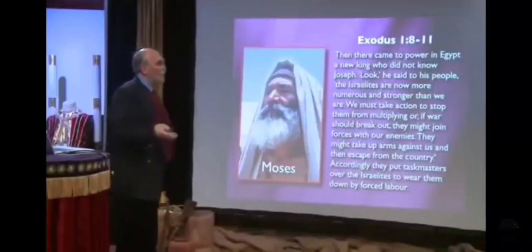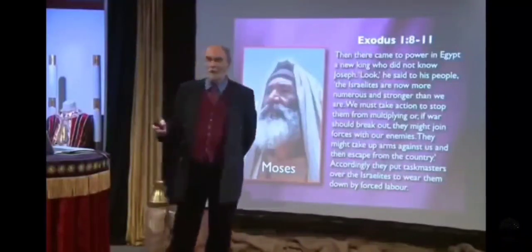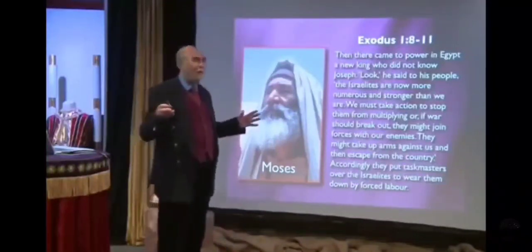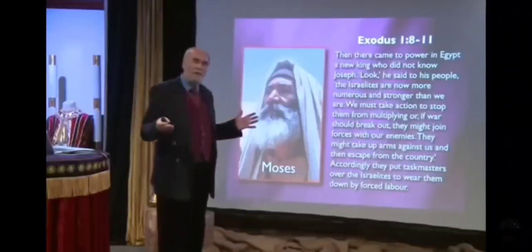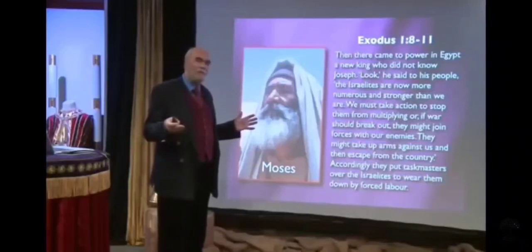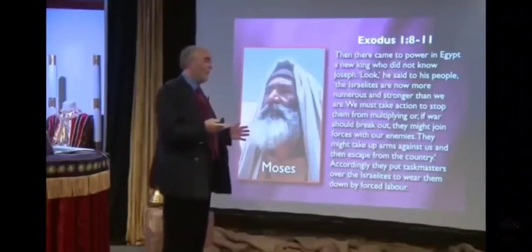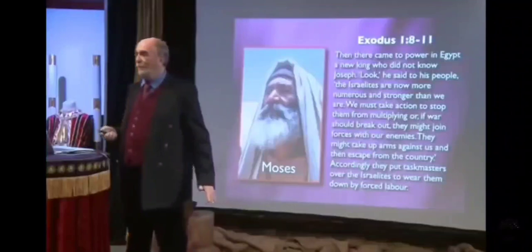This is the introduction to Moses and his birth. They've prospered, they've got numerous, they've become powerful, and we've seen that because in the 13th dynasty, most of the officials were Semitic. They weren't Egyptians. In fact, even some of the pharaohs were Semitic at that time.